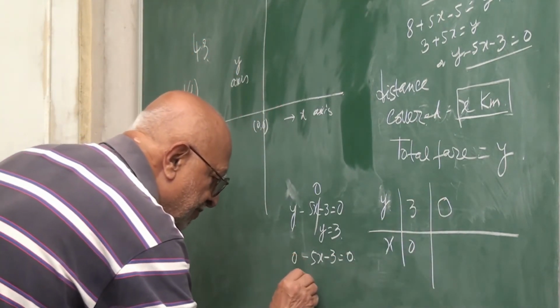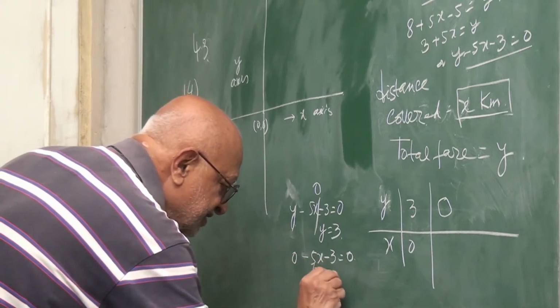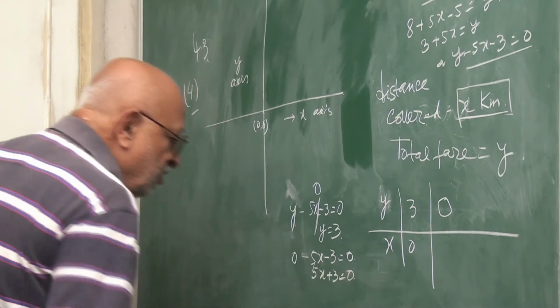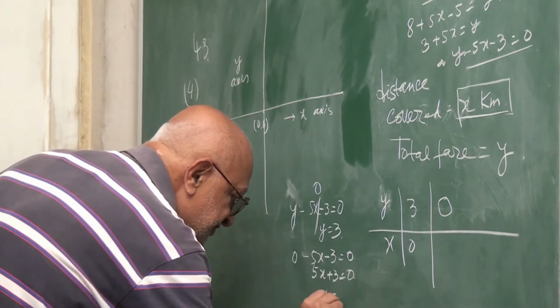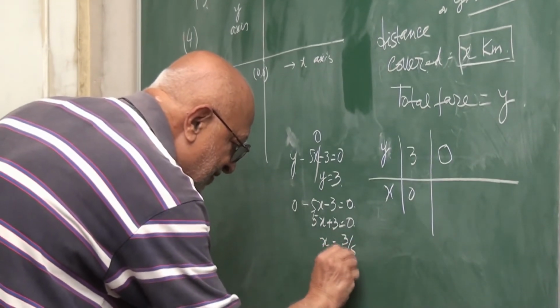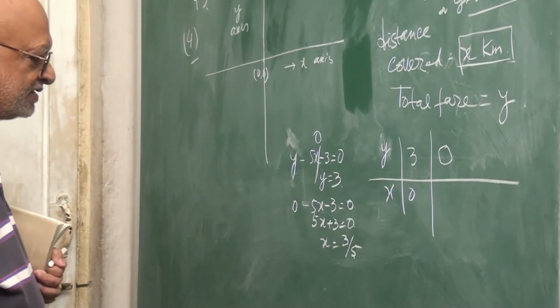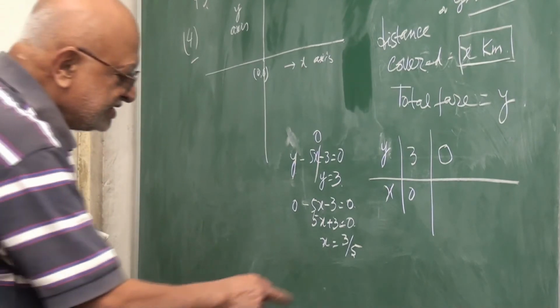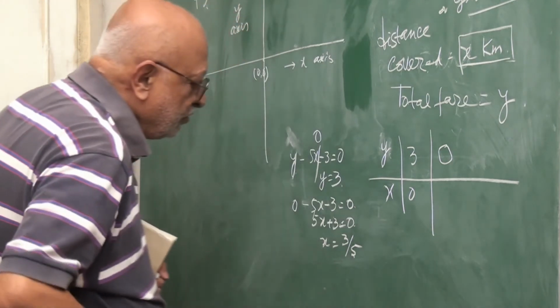So this will be minus, let us take out. So it will be 5x plus 3 equal to 0, or x equal to 3 by 5. Right? Okay, I don't want to do that, because it's a fraction. It will be difficult. So I will not take that.